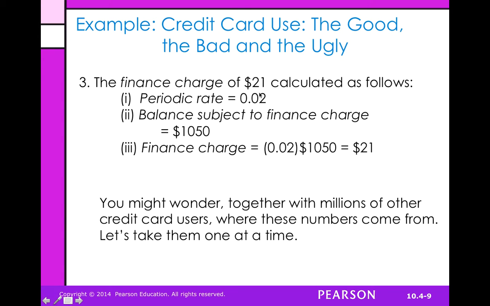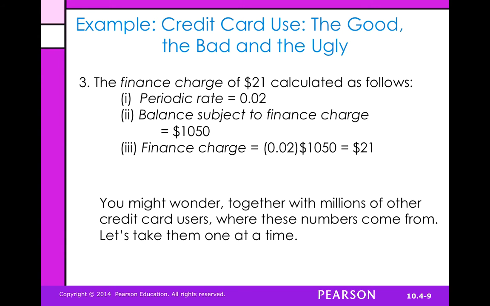Here's how they calculate $21. First, they calculate the periodic interest rate. So remember that the APR was 24%. And an APR is an annual rate. So they take that 0.24 and they divide it by 12 because there are 12 months. They then take that 2% and multiply it by this technical term here. It's called the balance subject to finance charge, which we'll talk a little bit more about in a second. But basically, they have this balance here that's subject to the interest they're charging you. And so they take 2% of that, and they calculate the interest they will charge you as 21 bucks.